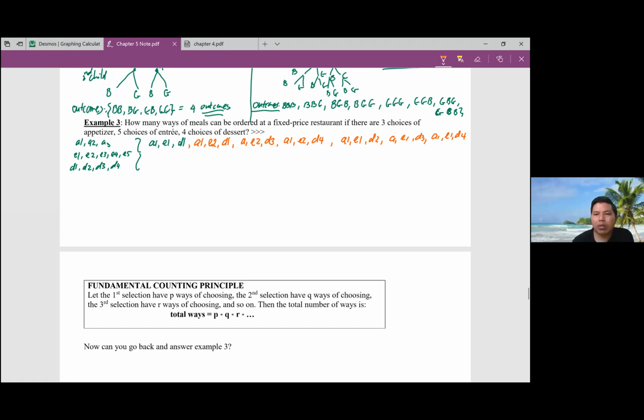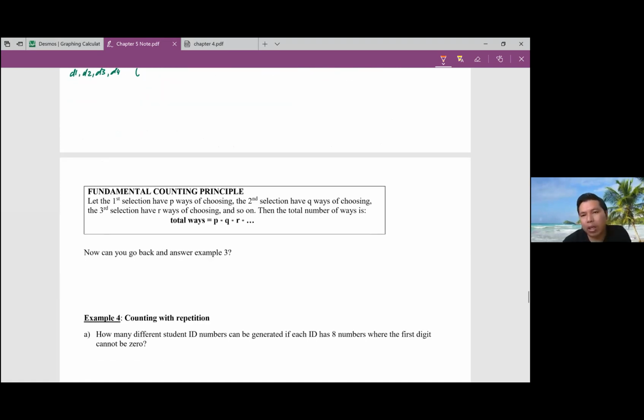And that technique is what we call the fundamental counting principle. The fundamental counting principle states that suppose we have a first selection that we can do in P different ways, and a second selection that we can do in Q different ways, and so on. So the total number of ways that we can form the outcome will be P times Q times R. And that's what we call the fundamental counting principle.